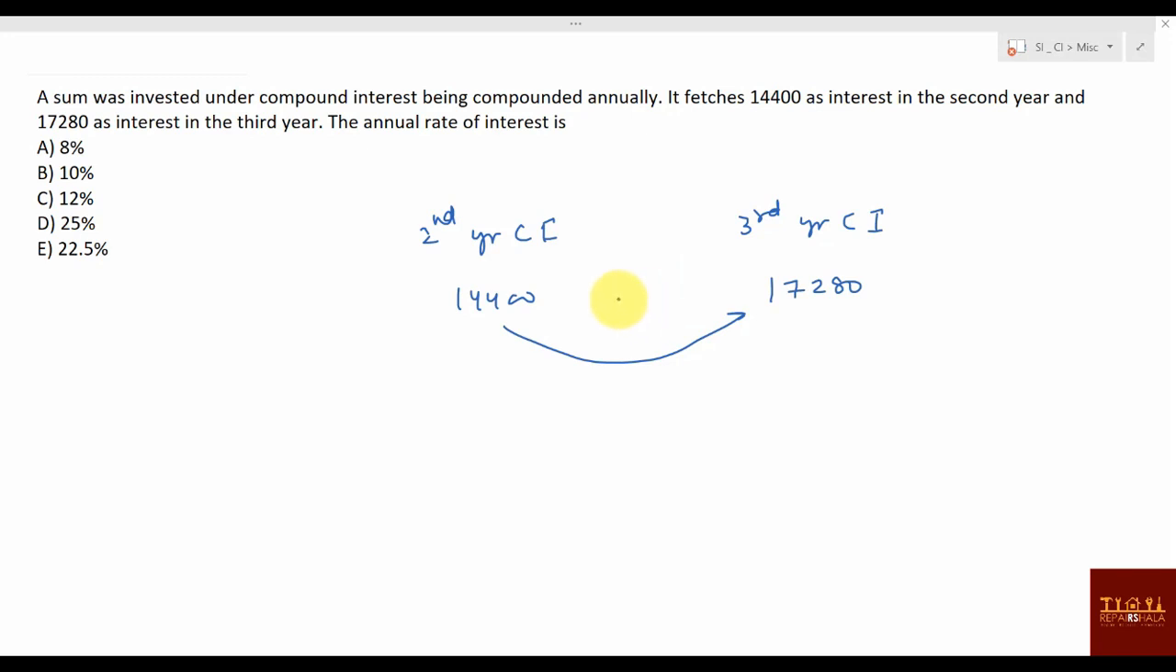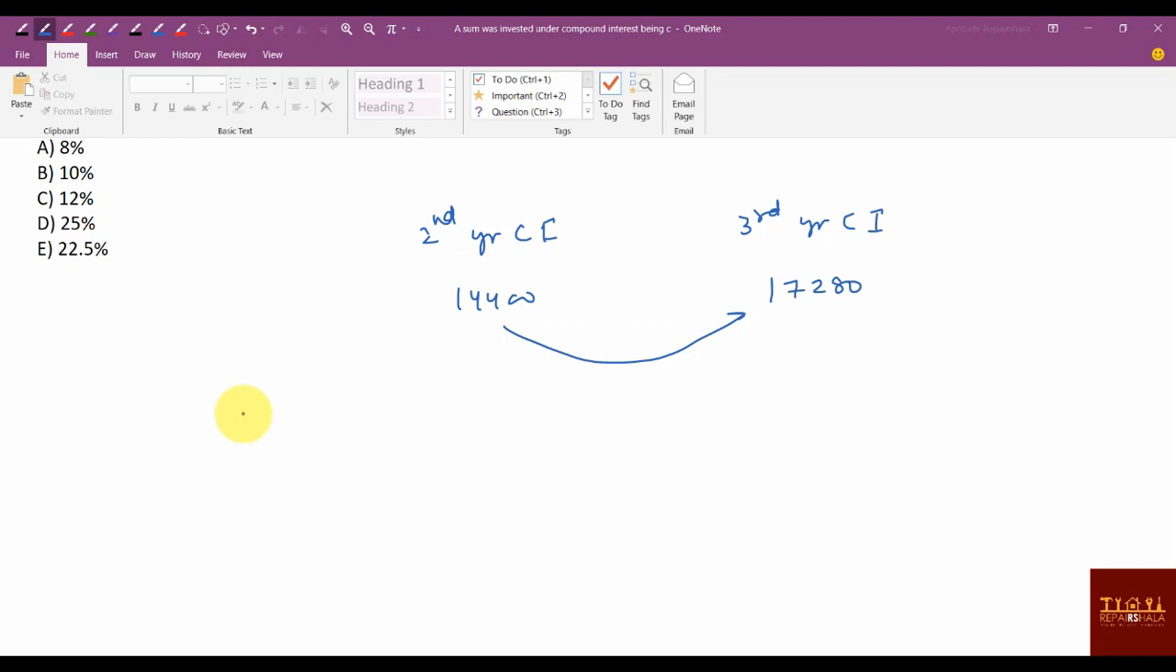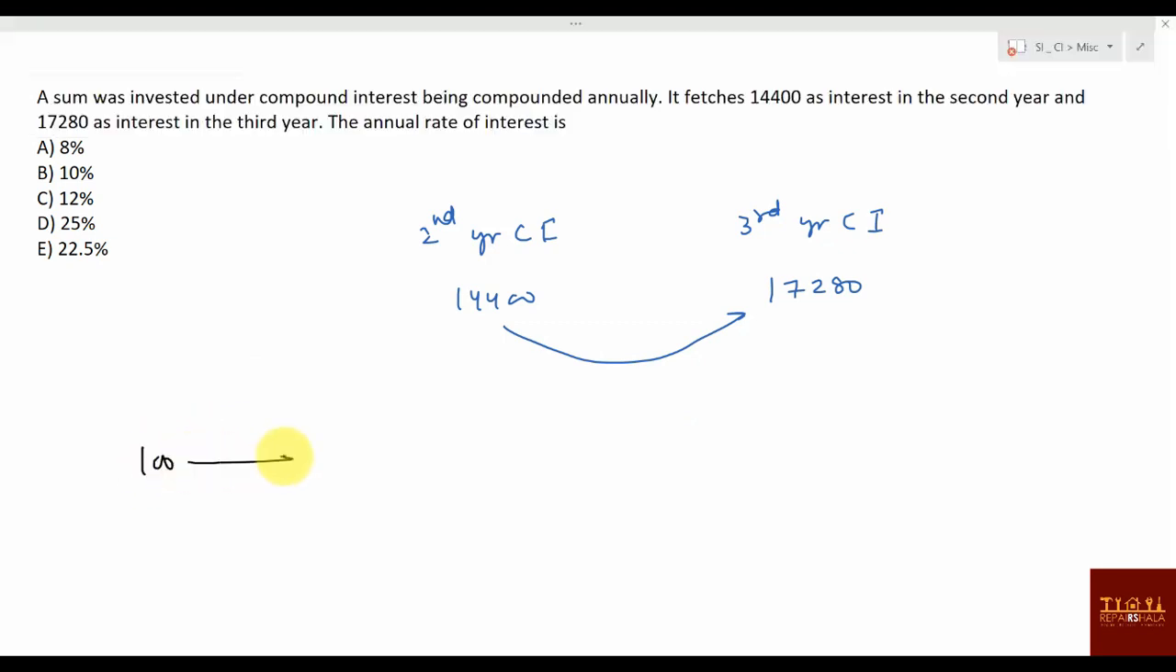Why are you cancelling it? See, I told you. If you forgot, I am telling you again: 110% increase, then again 10% increase. It was 121, right? What was the CI here? It was 10 here. And how much is the CI here? 11. First year CI and second year CI. Then it has also increased by 10%, right?